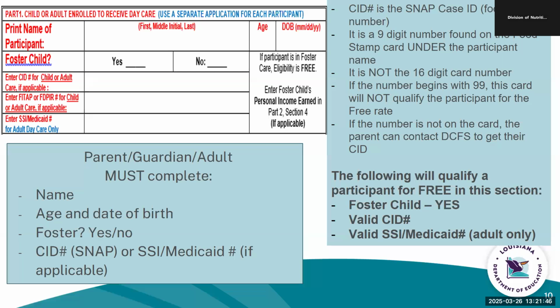So the three instances where the participant would automatically be free would be a foster child. If they are a foster child and they check yes, automatically free. If they have a valid CID number, automatically free. And if you are an adult daycare, an SSI or Medicaid number automatically qualifies them as free.